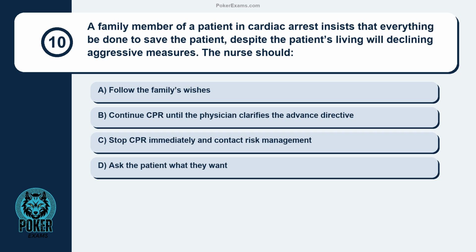Question 10. A family member of a patient in cardiac arrest insists that everything be done to save the patient, despite the patient's living will declining aggressive measures. The nurse should follow the family's wishes. Continue CPR until the physician clarifies the advance directive. Stop CPR immediately and contact risk management. Ask the patient what they want.